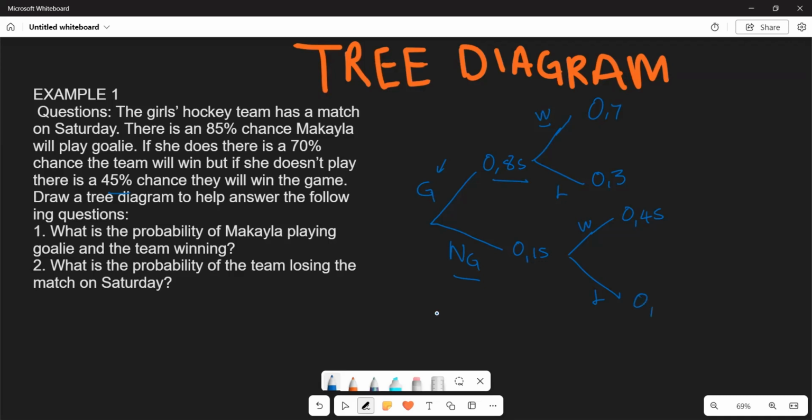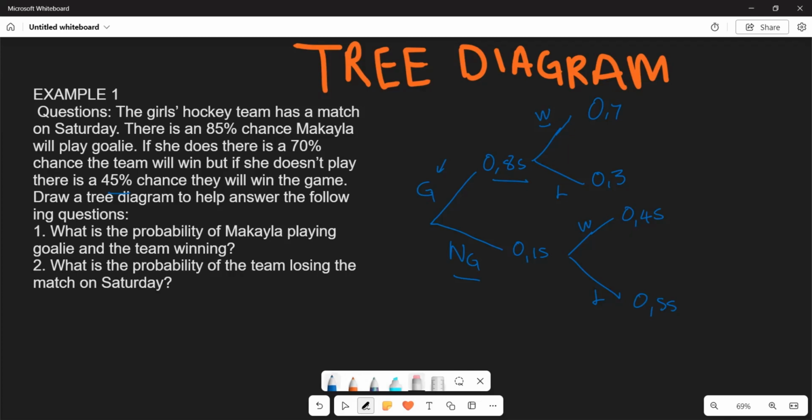Remember, all these events must add up to 100%. So if you add 0.7 and 0.3, it will give you the sample space of 1. Similarly here, 0.45 and 0.55 will also give you 1. Altogether, that is what each and every pair of branches must give you.